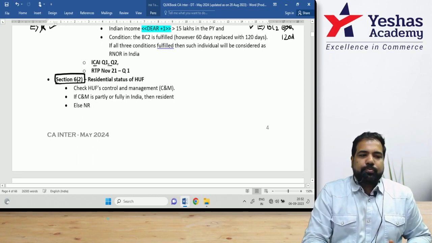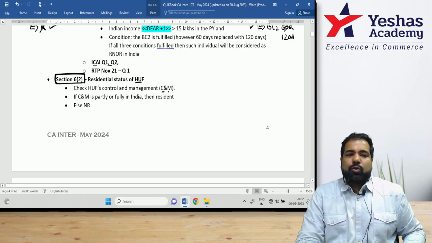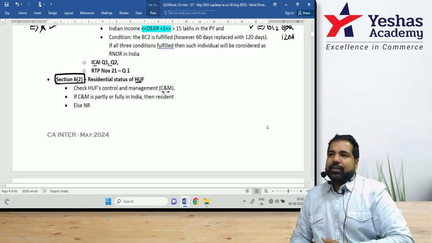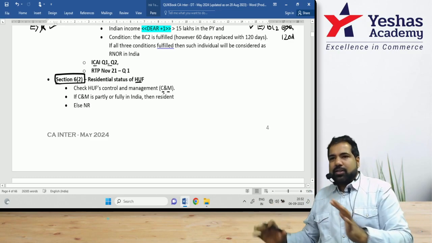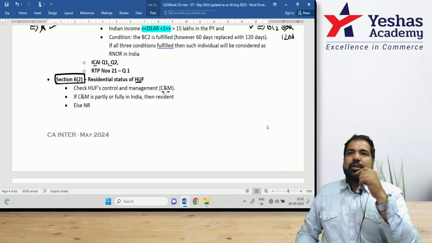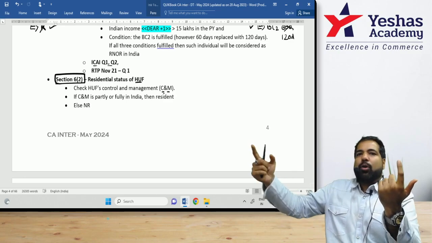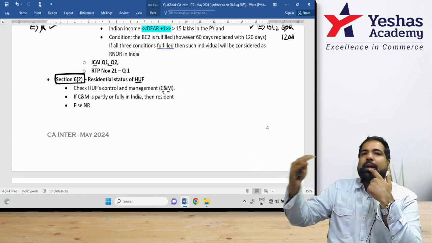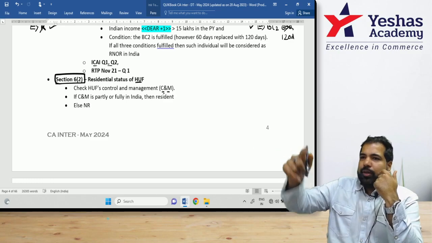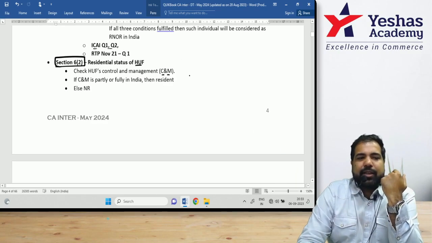6.2 is for whom? HUF depends on control and management. Guys, only Karta can control? No, even co-partners can control. So don't worry about that. Check the word control and management. If the control and management is in India, resident. If it's abroad, or partly in India, partly abroad, guys, think like the government, they want it to be a resident. Guys, this is basically resident.